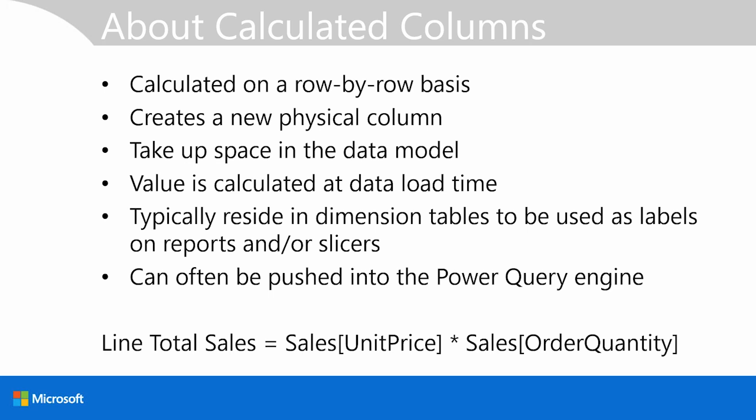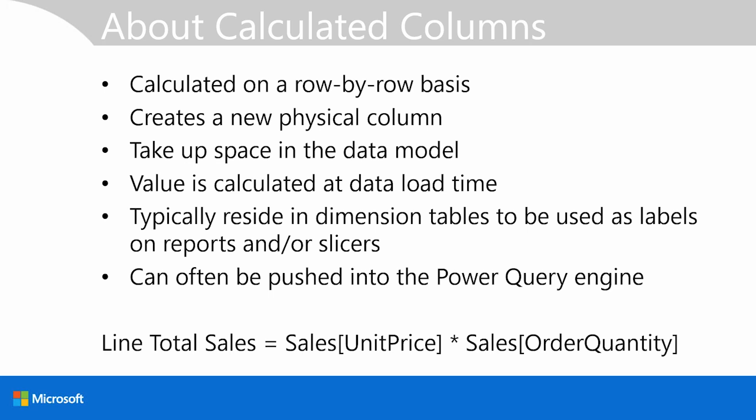So a calculated column by definition is calculated on a row by row basis. When we go ahead and create a calculated column, which we'll do in our demos, you'll see that it creates a brand new physical column in the table in which we're creating the column. It does take up space in the data model, so it's just something you need to be aware of, and its value is calculated at data load time. Typically, a calculated column resides in a dimension table to be used as labels on a report and/or a slicer.